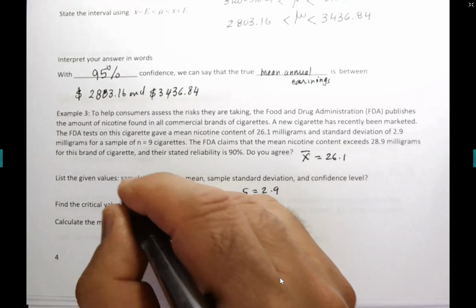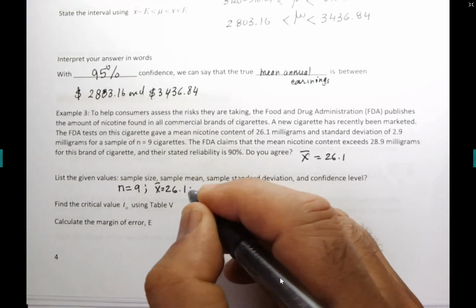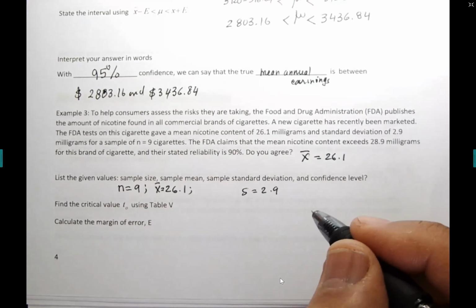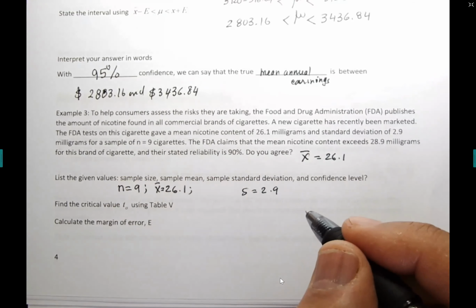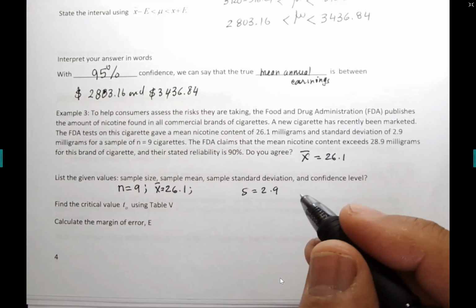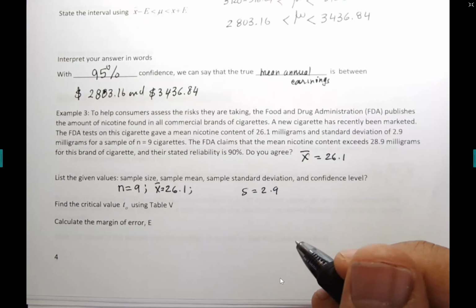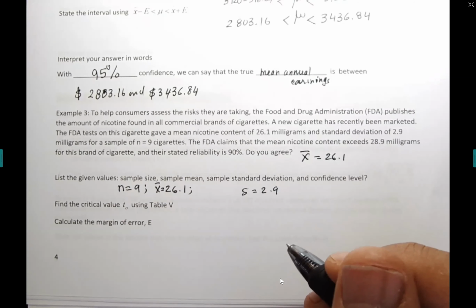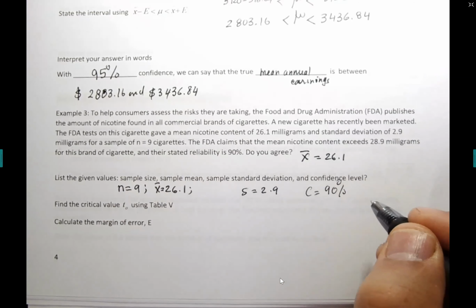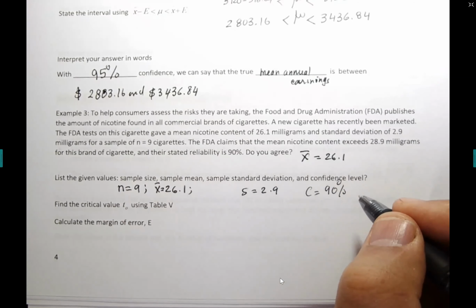So you agree with me that N equals 9? And the FDA claims that the mean nicotine content of this type of cigarettes exceeds 28.9 for this brand, so it probably exceeds the maximum allowable amount of nicotine. That's bad news for the company. Their stated reliability is 90%, so they use a 90% confidence level. Do you guys agree with the FDA? In order to agree or not, you have to construct a confidence interval, and then we will decide whether we agree or not.